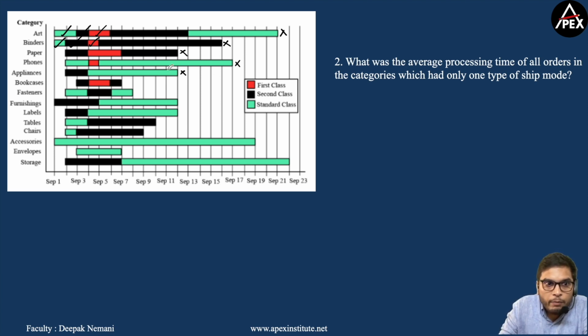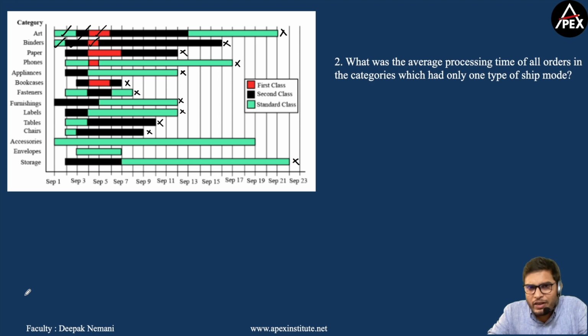Appliances two types, bookcases two types, fasteners two types, standard and second class. Furnishings two types, labels two types, tables also two types, chairs two types. Whereas accessories and envelopes had only one type of shipping mode, and storage had two types of shipping mode. So you should not consider storage. Now we need to find the average processing time of all the orders of accessories and envelopes.